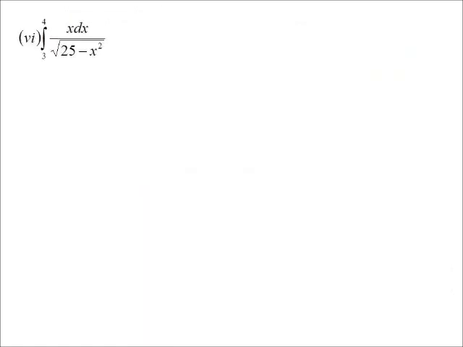What are they going to make me do? u equals 25 minus x squared. So du is minus 2x dx. We're going to change the limits. When x is 3, u is 16. When x is 4, u becomes 9.